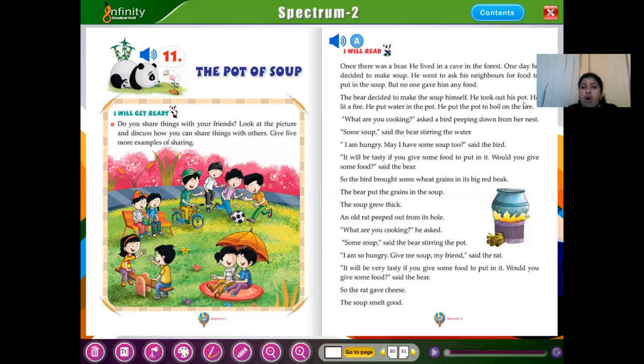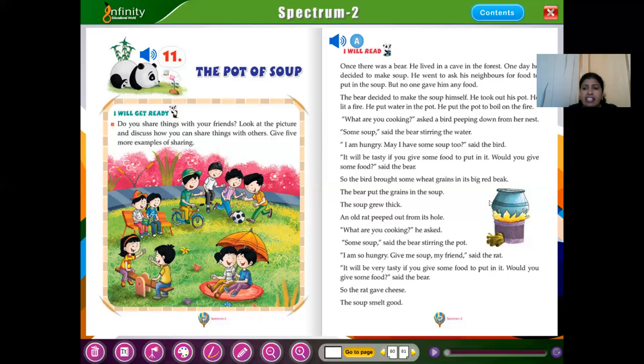He took out his pot, he lit a fire. He put water in the pot. He put the pot to boil on the fire. So the bear decided to make soup himself. So if no one has given anything, he decided to make it himself. So he took out his pot. Just see, observe in the picture. This is a pot, children. Okay. So he took out his pot.